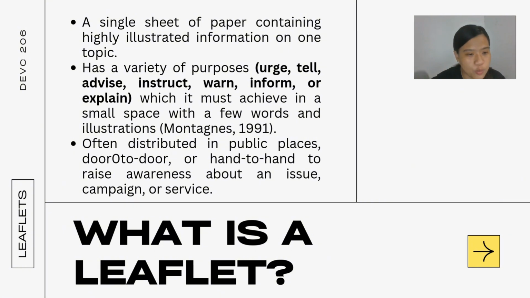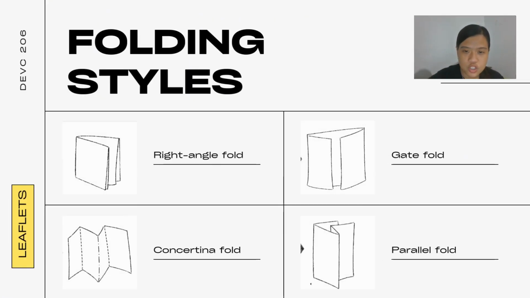It has a variety of purposes such as to urge, tell, advise, instruct, warn, inform, or explain, which it must achieve in a small space with a few words and illustration. This type of material is often distributed in public places, door to door, or hand to hand to raise awareness about an issue, campaign, or service. Unlike any other communication materials, leaflets can be folded in different styles. The paper usually is 8.5 by 11 inches and it can be folded in a number of ways.